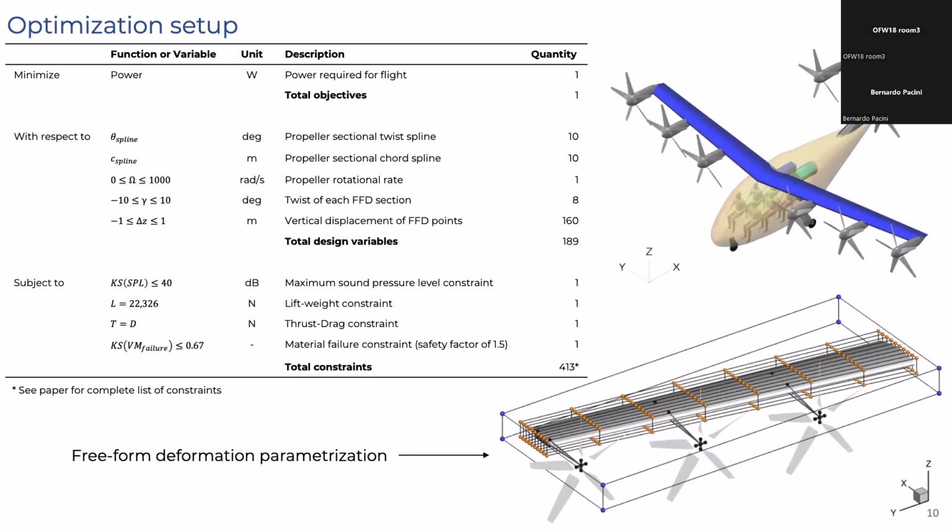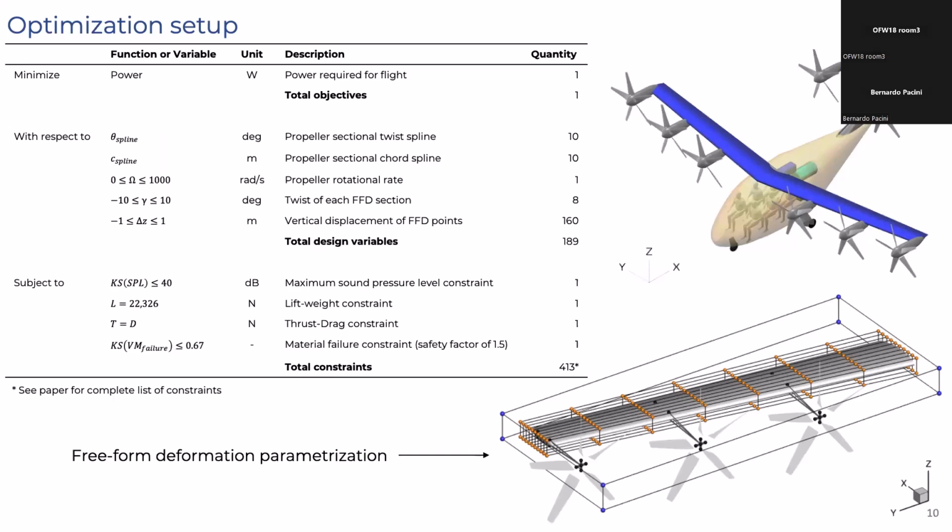We impose some physical constraints, so we want the maximum sound pressure level recorded to be under 40 decibels. We say that the lift generated by the vehicle has to equal the weight of the vehicle, and the thrust has to equal the drag. So we've now trimmed the design with those constraints. And we also have a material failure constraint to make sure that the wing box doesn't fail in flight.